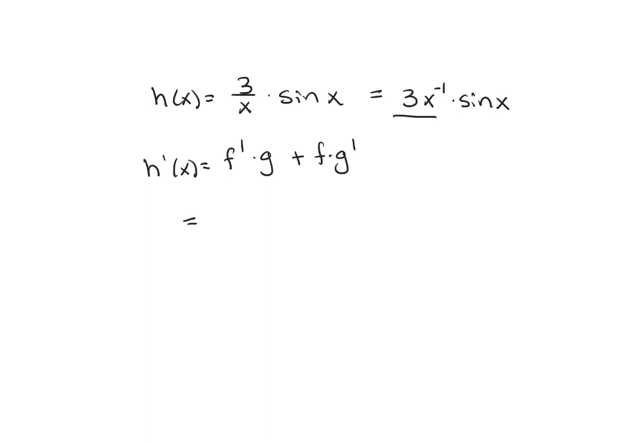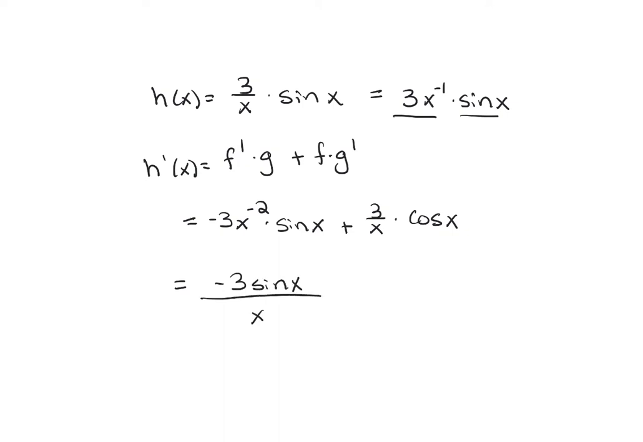So derivative of the first, bring down that negative 1, so negative 3x to the power of negative 2 times the second, sine x, plus the original f, 3 over x, times the derivative of the second, cosine x. And now I'm just going to clean it up a little bit. Negative 3 sine x over x squared plus 3 cosine x over x.